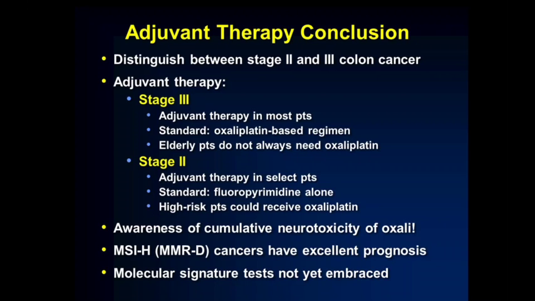In stage 2 disease, you're more selective in terms of who you give adjuvant therapy to. You usually do not give oxaliplatin except for the highest risk patients, and the standard is 5-FU or capecitabine alone. You have to be aware of cumulative neurotoxicity of oxaliplatin that we'll discuss, and it usually happens after 8 or 9 treatments. You see continuing worsening of neurotoxicity, and there's an additional acute neurotoxicity we'll discuss a little bit.